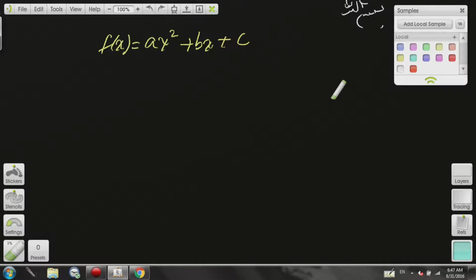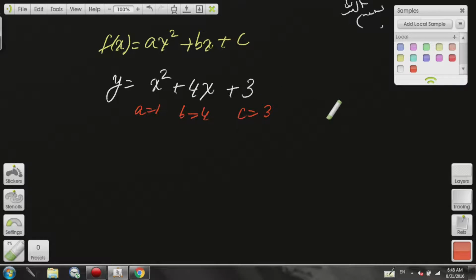Okay? Now, here's an example of a function that's given in this form. x squared plus 4x plus 3. Now you recognize that this is a quadratic function. It's going to be a parabola. Okay, a in this case is 1, b in this case is 4, and c is 3, right? That's pretty easy enough. Because the a is 1, it's not written over there, but it's there, and that's the b, and that's the c.